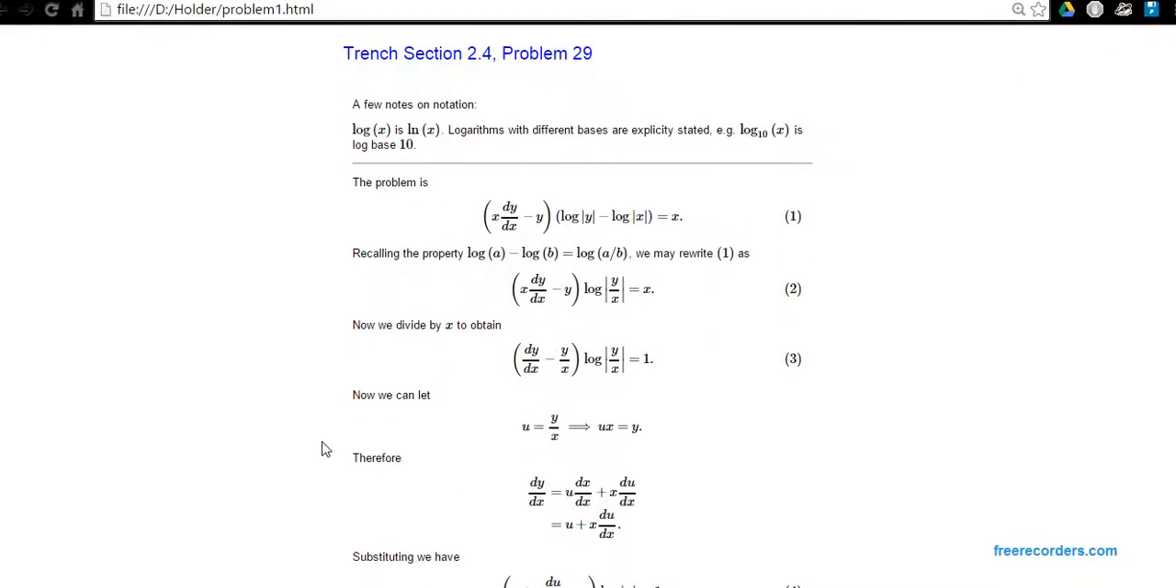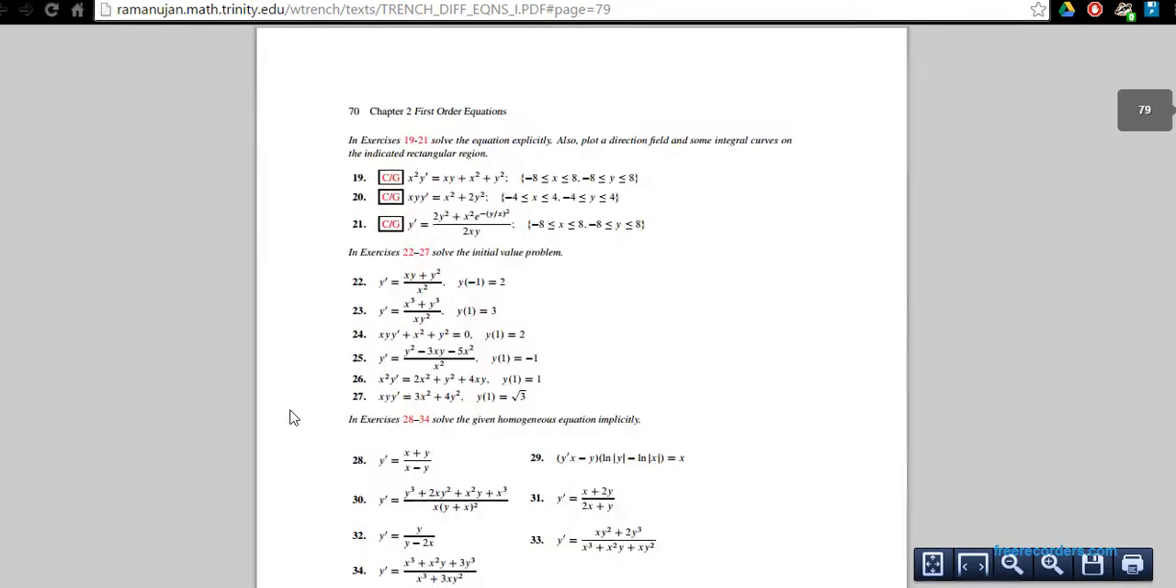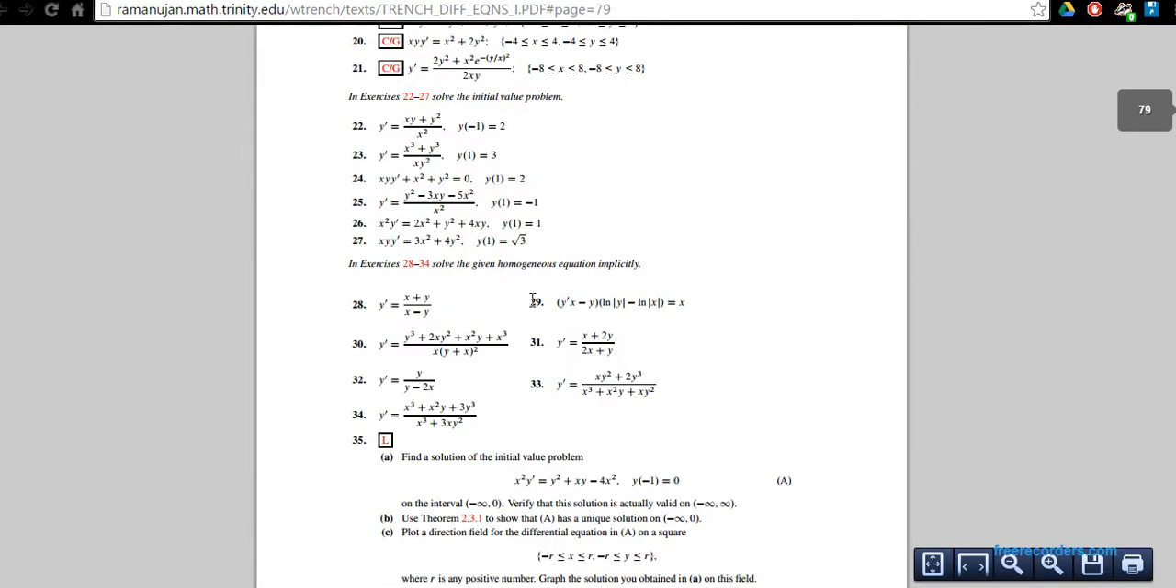Hi everyone, so I'm going to be covering problem 29 from section 2.4 of the textbook by Trench. We can take a look at that real quick. Okay, so it says we're going to have to solve the homogeneous equation implicitly. So there isn't an explicit solution to this differential equation, and this wasn't one that was assigned under the lecture videos, so I thought I'd give it a try and see what I can find.